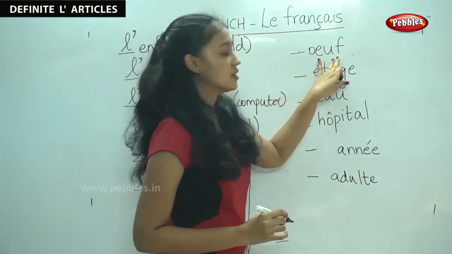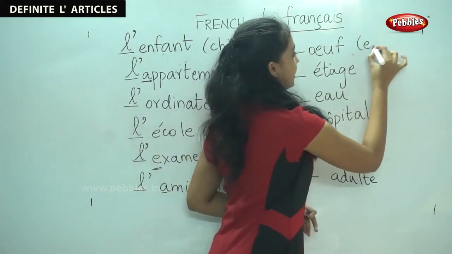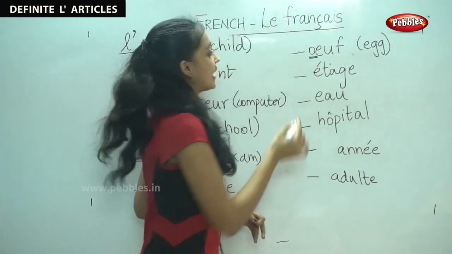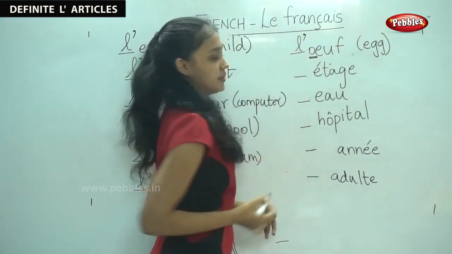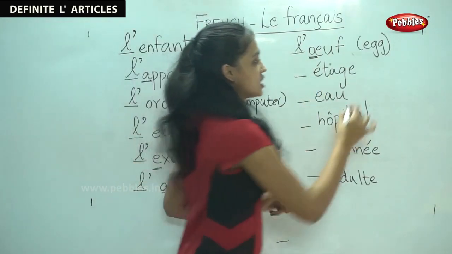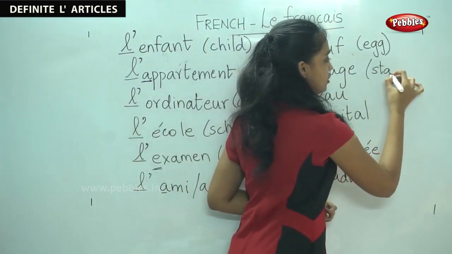The next word is œuf, which means egg. This also begins with a vowel, therefore we place l apostrophe. The next word is étage. Étage means stage or floor.